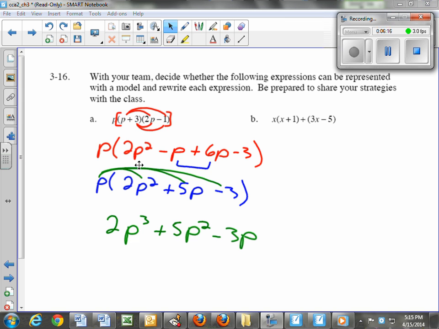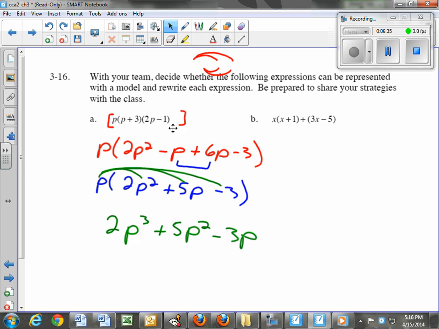And once you have everything taken care of in this parenthesis, now you can distribute that p to the rest of the quantity. That was one option. You certainly could have associated these differently. You could have multiplied those two first if you wanted to. But all in all, when you get to the end, you should wind up with 2p cubed plus 5p squared minus 3p.